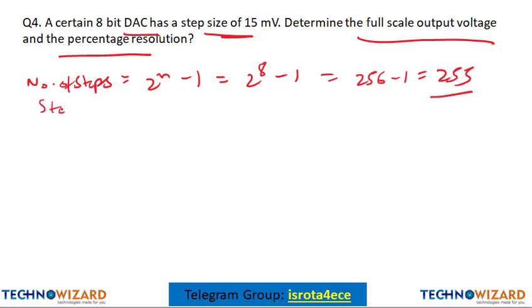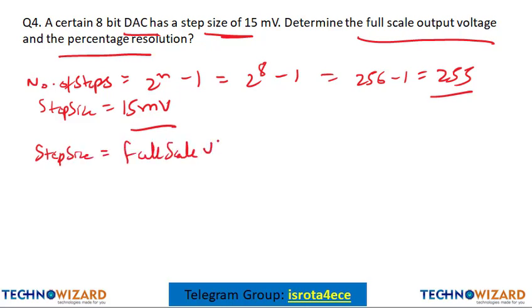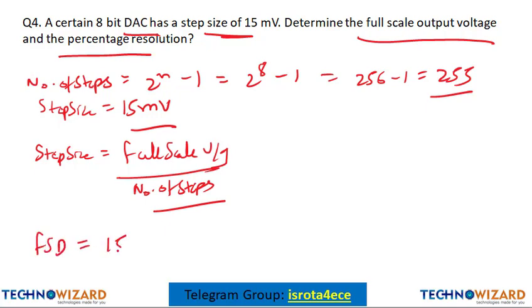Now, the step size is given as 15 millivolt. Okay, now we know that step size is equal to the full scale voltage upon the number of steps. From here we can find the full scale voltage, that is FSD. Step size is given as 15 millivolt, and the number of steps is 255. On calculating this, you will get 3.825 volt as the full scale voltage.